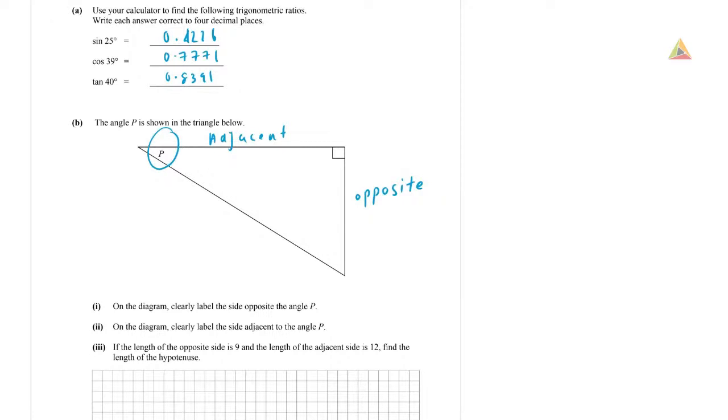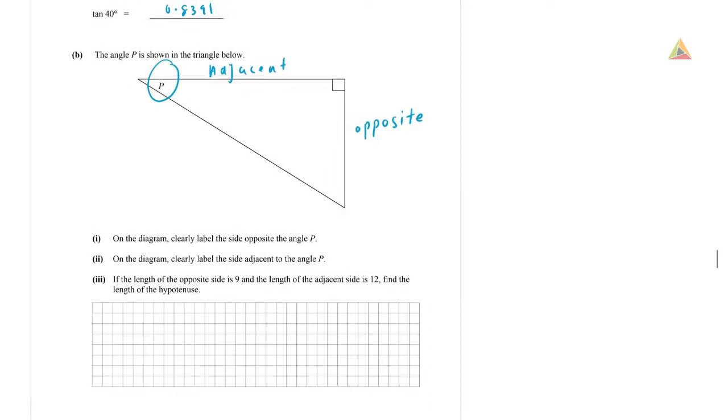And then if the length of the opposite side is 9 and the length of the adjacent side is 12, find the length of the hypotenuse. So this is Pythagoras' theorem. Pythagoras' theorem states that the hypotenuse squared is equal to the opposite squared plus the adjacent squared.